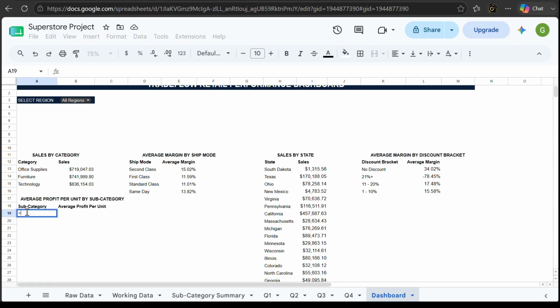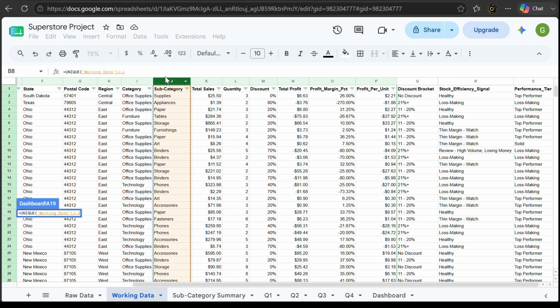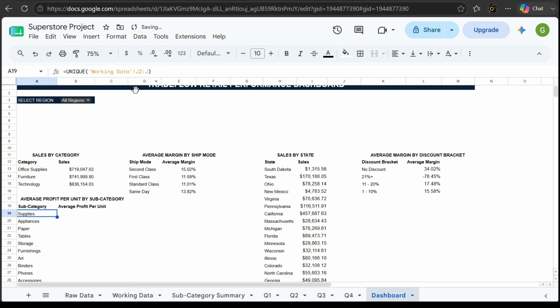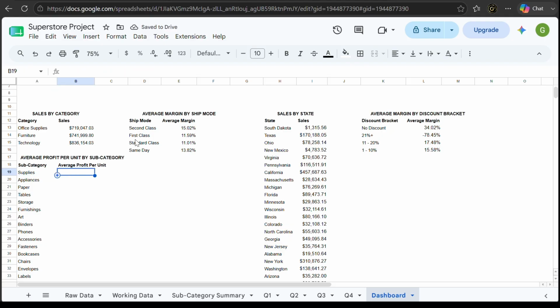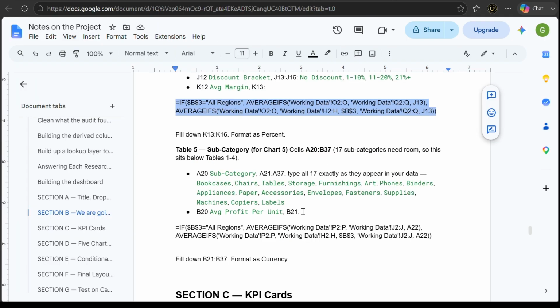Alright, so you have to list out all the subcategories with equals UNIQUE. So I'm going to come to this particular point, and then I'm going to take J, and I'm going to take number 2, J2. I'm going to press enter. All my subcategories have been listed out here, so I need to calculate the average profit per unit.